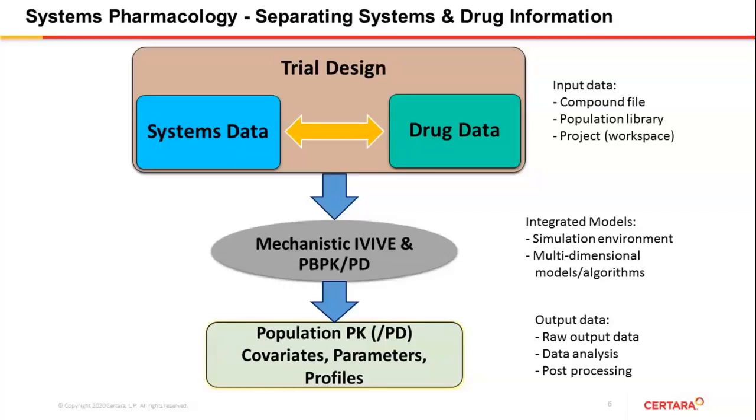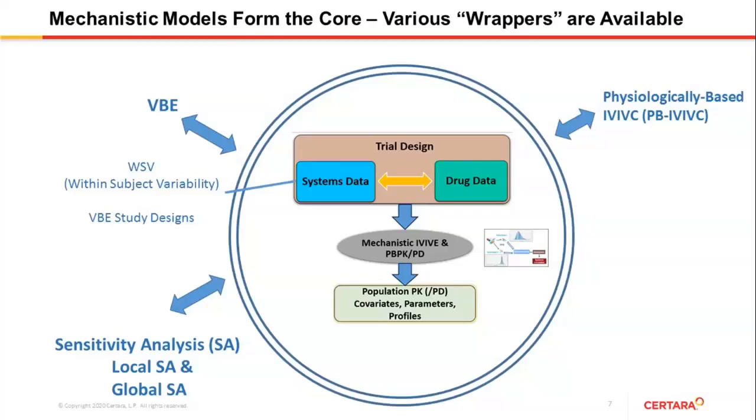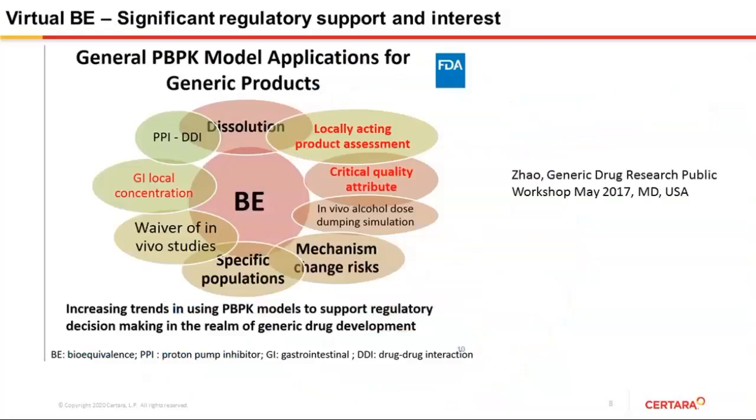And then we come to the virtual bioequivalence tools, which again are essentially a wrapper around the core that I've shown you. The additional information required here is within subject variability or inter-occasion variability, and obviously the definition of study designs that are required. Virtual bioequivalence, as many of you know, has significant regulatory support and interest. Okay, and this is exemplified by the slide here from a public workshop in May 2017.